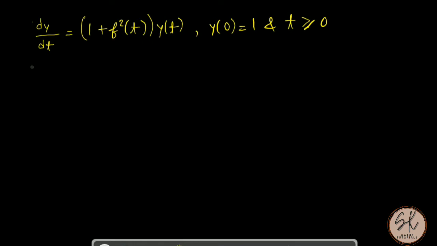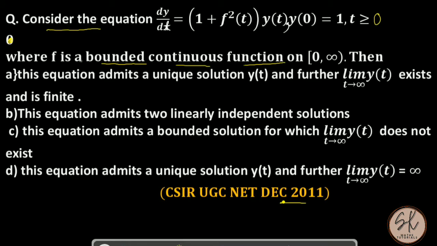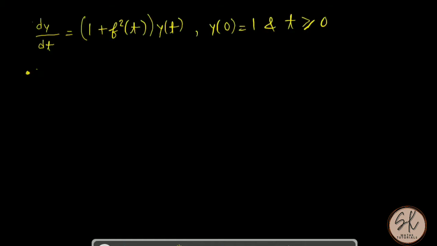Now as in the question it is given that f is a bounded and continuous function on 0 comma infinity, so we will take a function f of t which will be both bounded and continuous. So let us take a constant function, that is, let f of t be equal to 1. Now this is continuous.